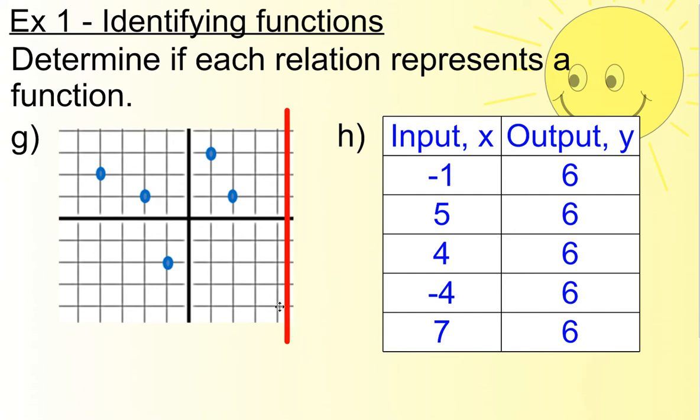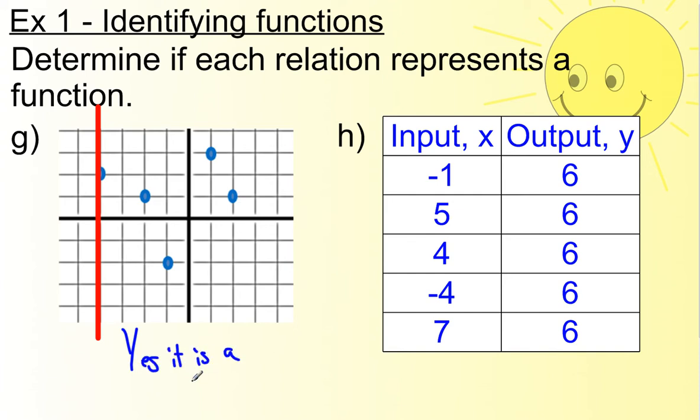Let's see. Is my vertical line touching more than 1 point? No. Touching more than 1 point? No. You might be thinking, well, what about all this empty space in here? Doesn't matter. The only thing that matters is if your vertical line touches more than 1 point at any time, that would not be a function. But because this is only touching 1 point at a time, this is a function. Yes, it is a function.